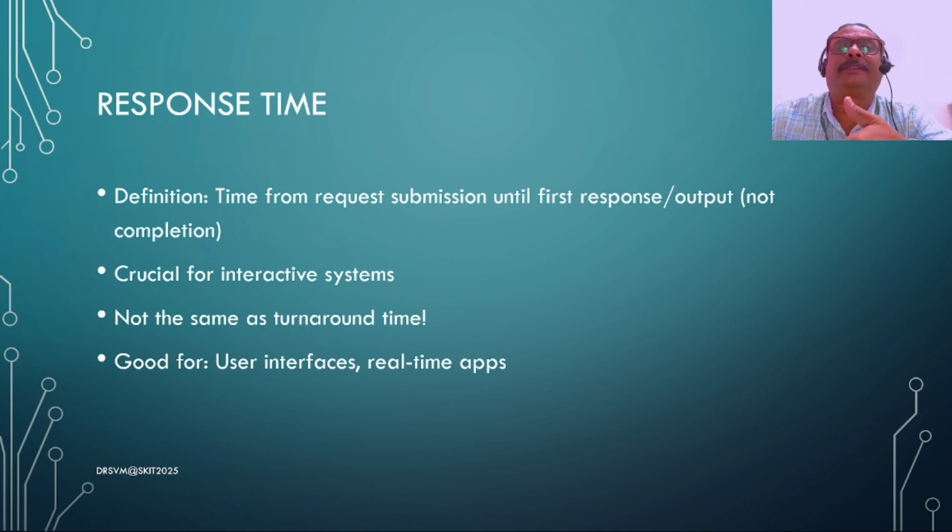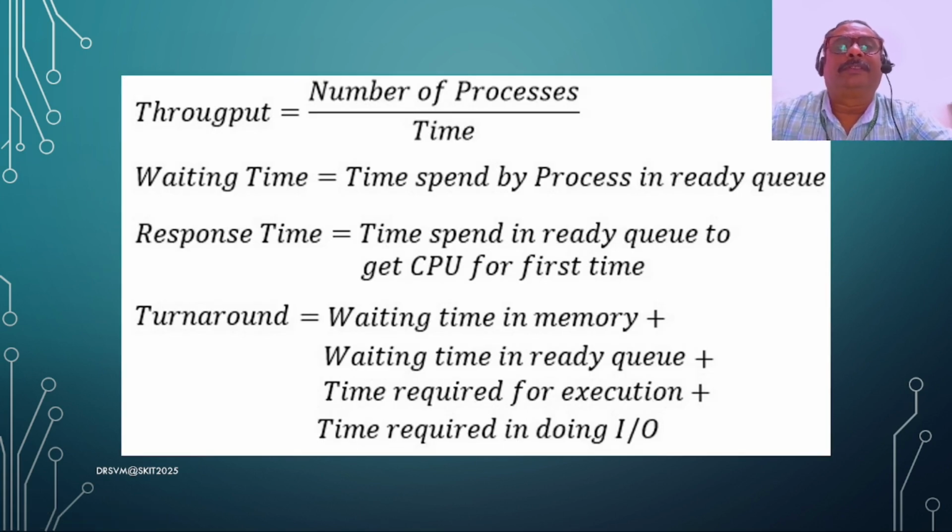When the user is interacting with the system through a user interface, this metric is very important. Overall, what we have seen in the past few minutes: throughput is the total number of processes executed in a given time. Waiting time is the time spent by the process in the ready queue. Response time is the time spent in the ready queue to get the CPU for the first time. Waiting in the ready queue and getting the CPU for the first time, that gap is what we call response time. And the turnaround time is the waiting time in memory, then the waiting time in the queue, then the time required for execution, and the time required for doing IO. All these times together are what we call the turnaround time.